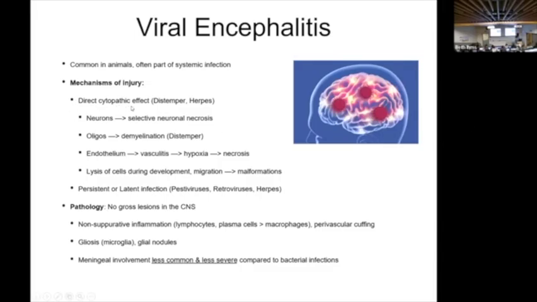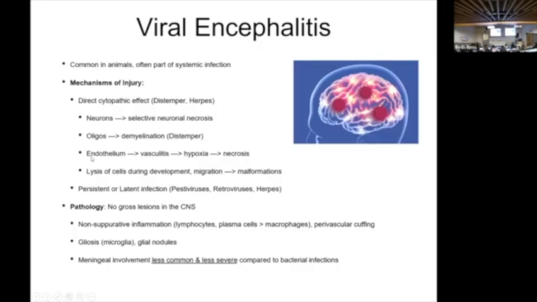You could get direct cytopathic effect, so that'd be direct killing of the cells. Things like distemper and herpes do that. The presentation is going to depend on which cell population is being hit. So if you get neurons, you'll get selective neuronal necrosis. If you get oligos, it'll be dysmyelinating or demyelinating. Distemper is a classic example of one that causes necrosis to oligos and results in demyelination.